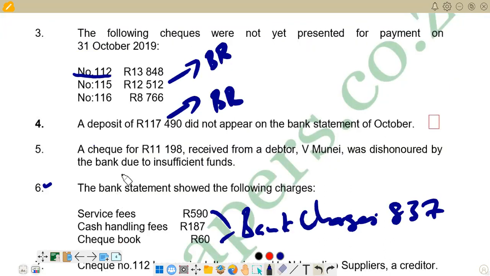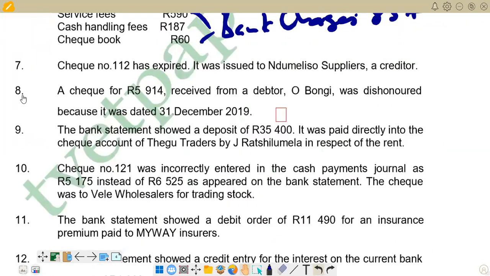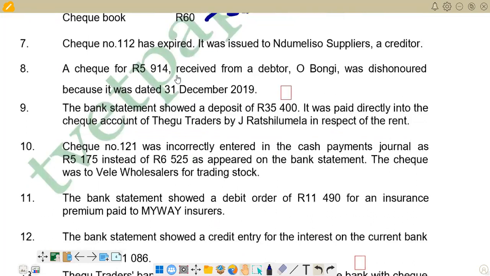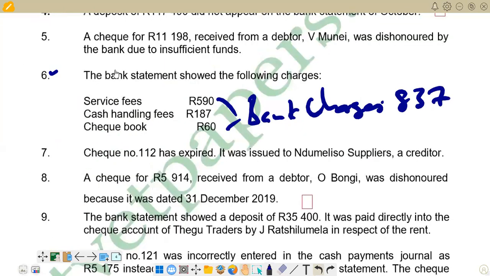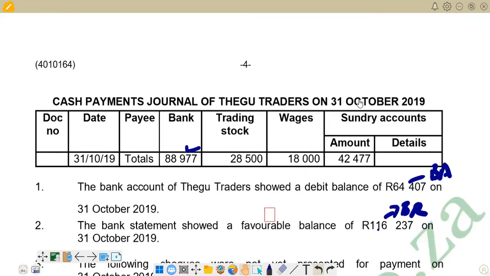So we can go down to check what we have after that one. Now we are on item 8. Item 8 reads: a check for 5,914 received from a debtor was dishonoured, and it was dated 31 December 2019. Remember our period is ending on 31 October 2019, but this check is dated 31 December. So it was a post-dated check.